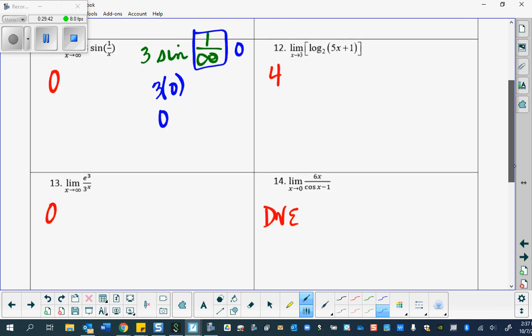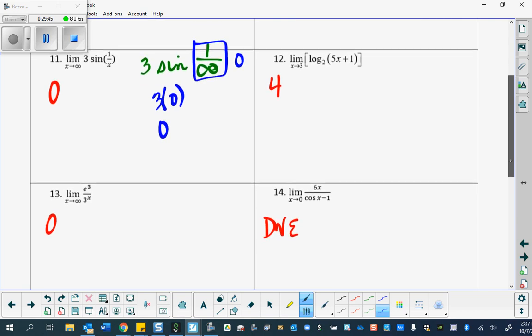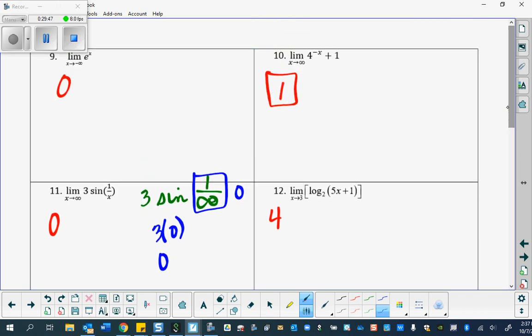Anything else for the homework? Yeah. Number 10. Okay. The limit as x approaches infinity of 4 to the negative x. So 4 to the negative x simplifies to that, plus 1. Are we okay? So what we're going to do is start understanding that as this goes to infinity, that morphs into 0.